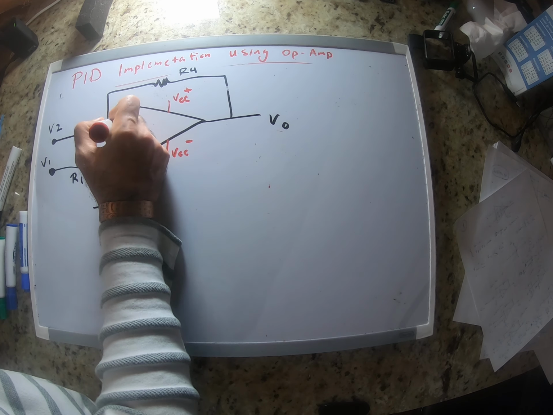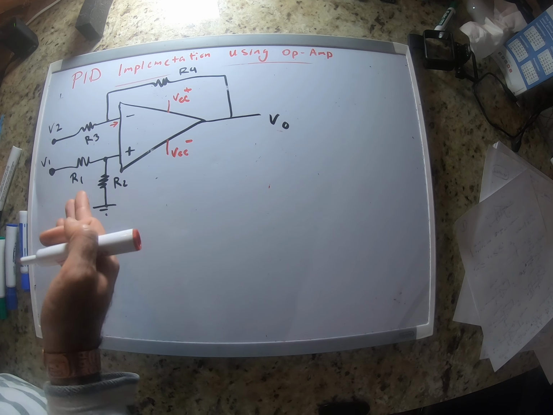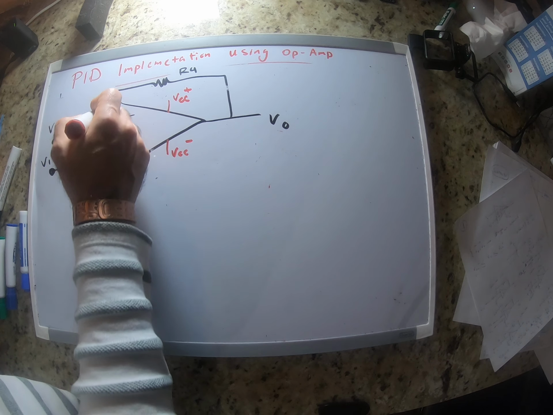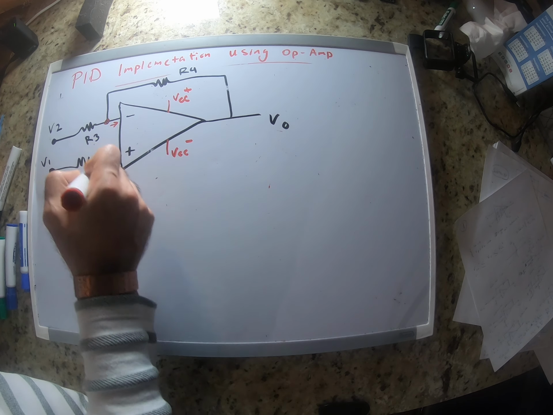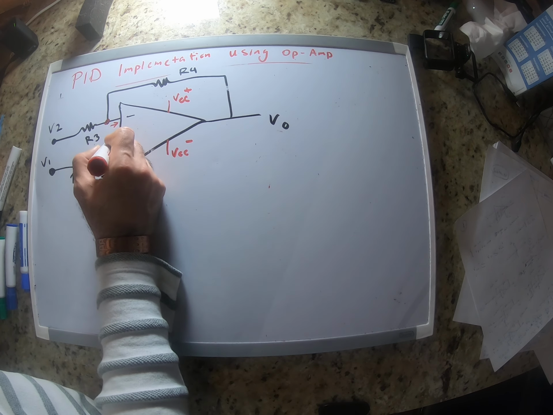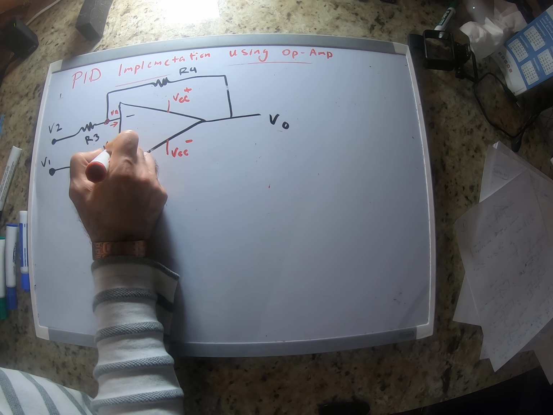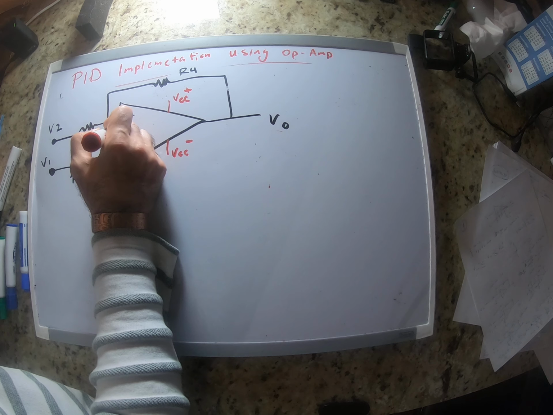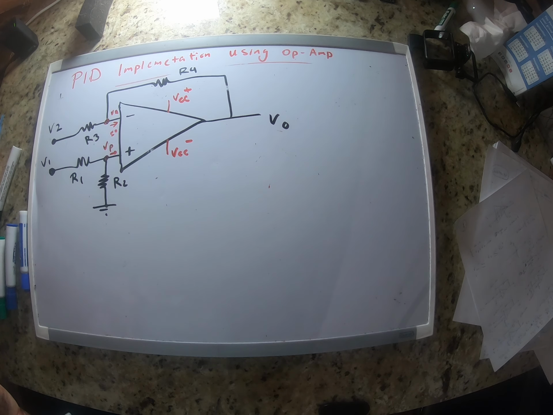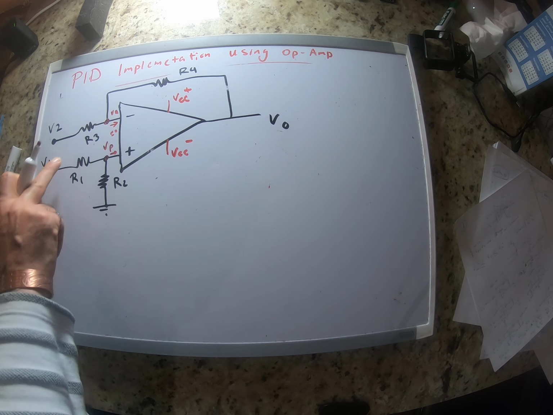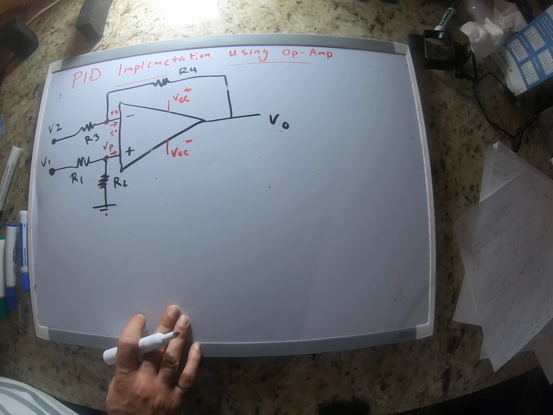We can assume that, so you see, we don't have any positive feedback, we only have negative feedback, so we can assume that these two voltages are the same. Let me call this one VP and this one VN. And these two currents are also 0. Okay, so let's first look at this part, right?